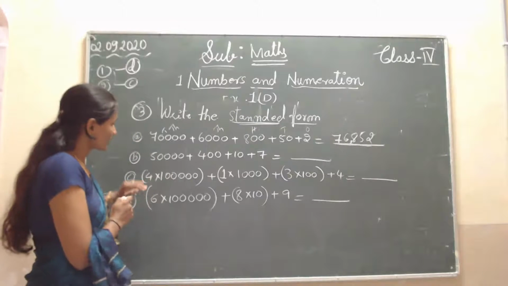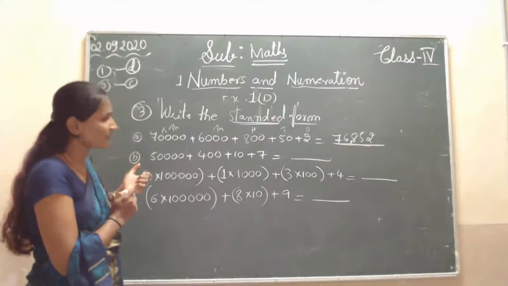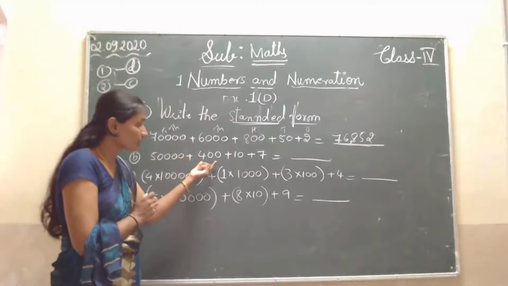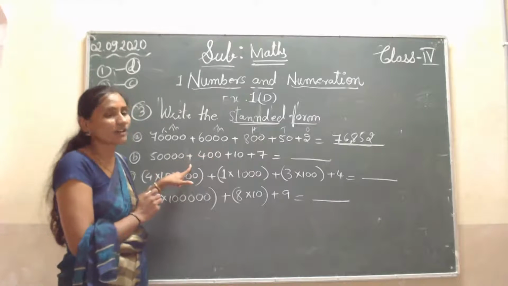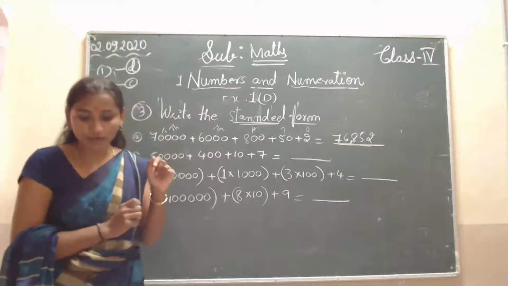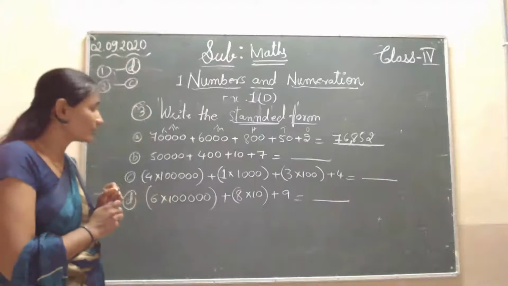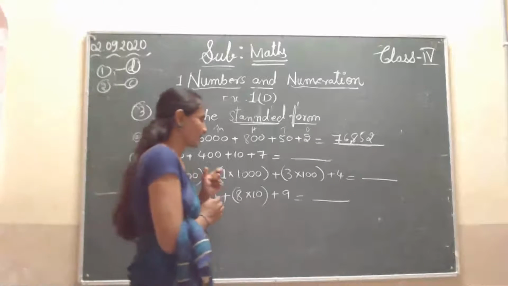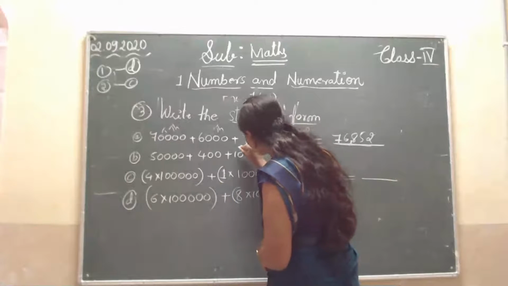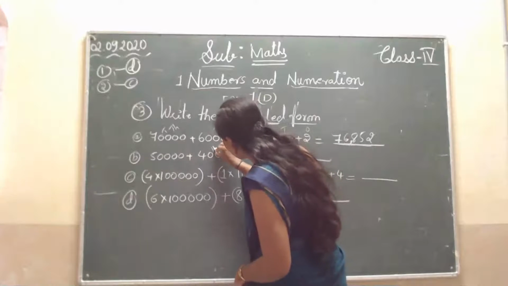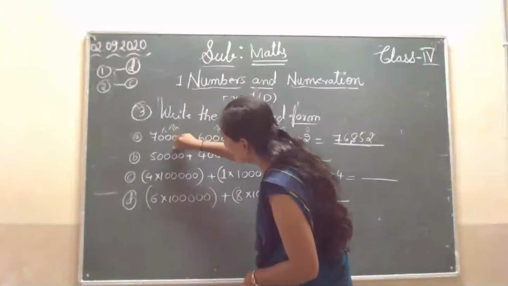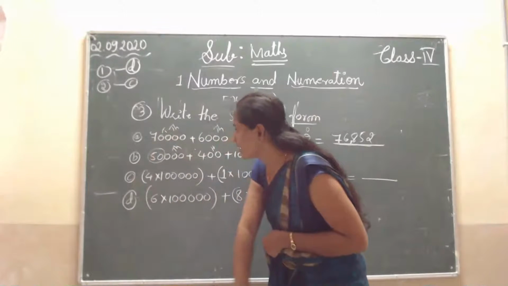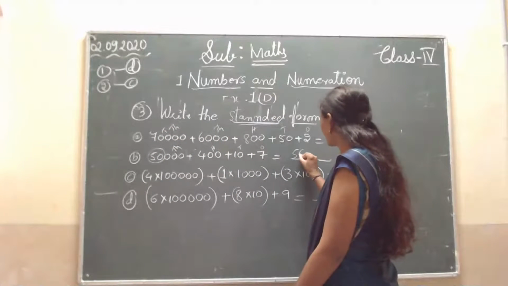Students, here some place value is missing. Here given 50,000, afterwards 400, but the 1,000 place value is not given. Just think and write the answer. This is the ones, this is the tens, this is 100, but 1,000 not given, directly 10,000 given. So you will write first 50,000.